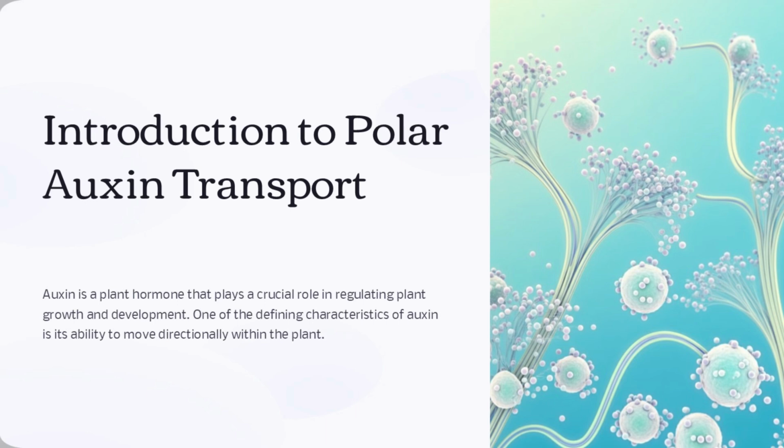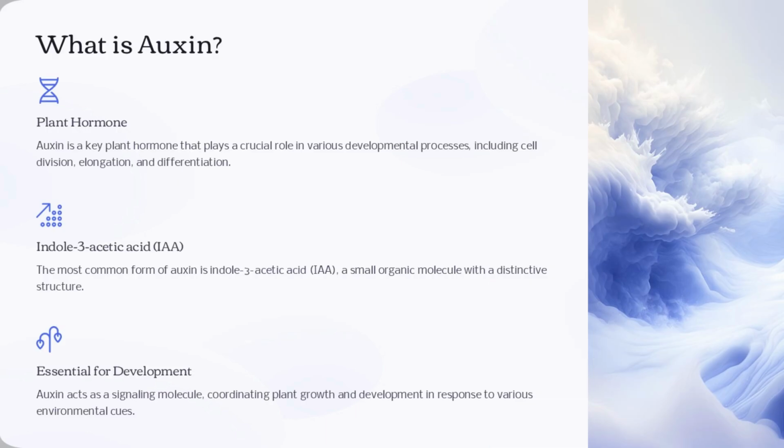One of the defining features of auxin is its ability to move directionally within the plant. This directional movement of auxin is crucial for processes like organ formation, tropic responses, and overall plant patterning and architecture. Auxin plays a crucial role in various developmental processes, including cell division, elongation, and differentiation. The most common form of auxin is indole 3-acetic acid, IAA, a small organic molecule with a distinctive structure.